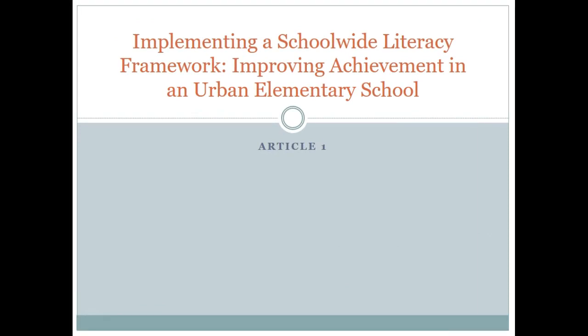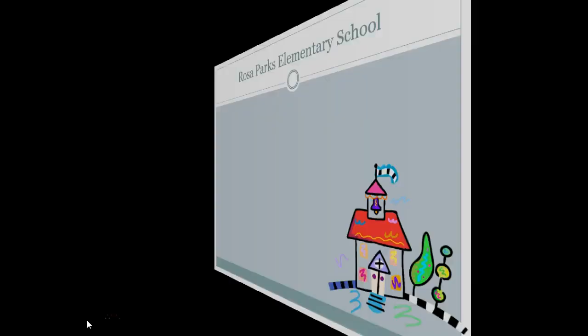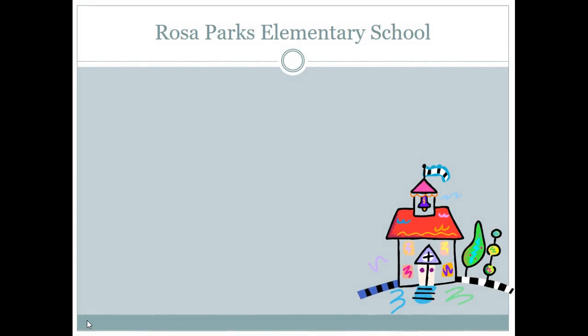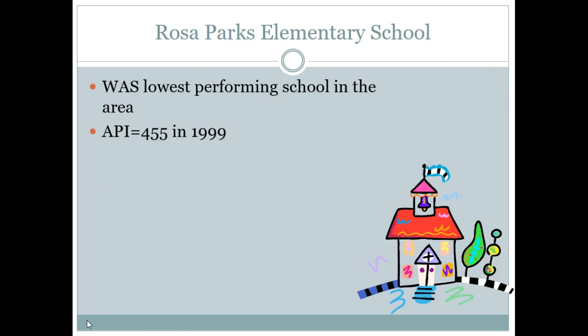And I want to wrap up by talking quickly about these articles, but I highly recommend that you read them, because through these two examples, one at the elementary level, one at the secondary level, you'll see how different approaches to professional learning were applied to an actual school site. So first we have the article by some of my favorites, as you know, Fisher and Frey. And it is set at Rosa Parks Elementary School, which was the lowest performing school in the area.